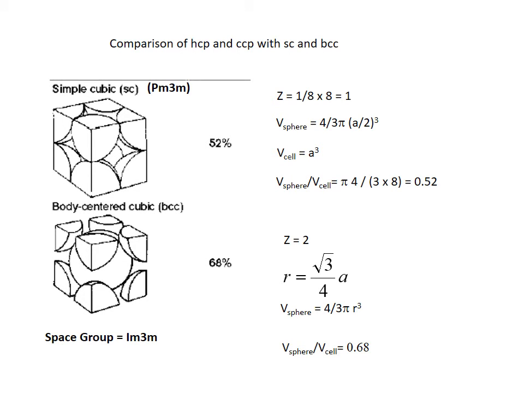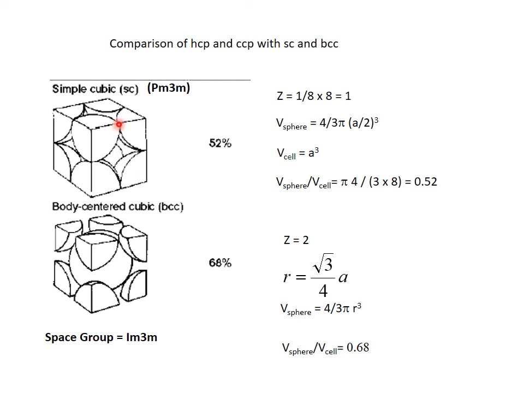So let us look at a few related structures. So let us look at what is called the simple cubic structure. In the simple cubic structure, the spheres only occupy the corners of a cube, but there are no additional atoms. Okay, so certainly the unit cell content would be 1. We would have 1 sphere per unit cell.